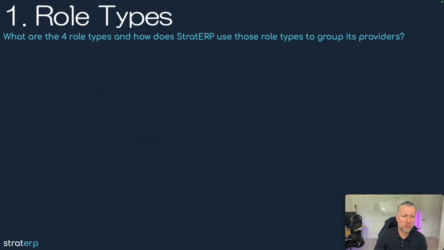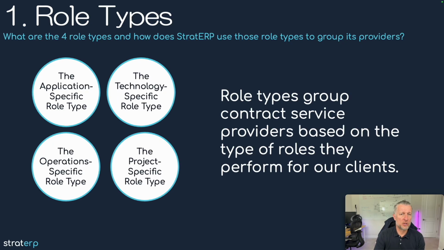What are the 4 role types, and how does Strat ERP use those role types to group its providers? So first you have what's called an application-specific role type, or what they've traditionally called a functional role. Then next you have a technology-specific role type, or a technical role. Then you have an operations role. So think of this like an end user, buyer, materials manager. These are the folks who use the software.